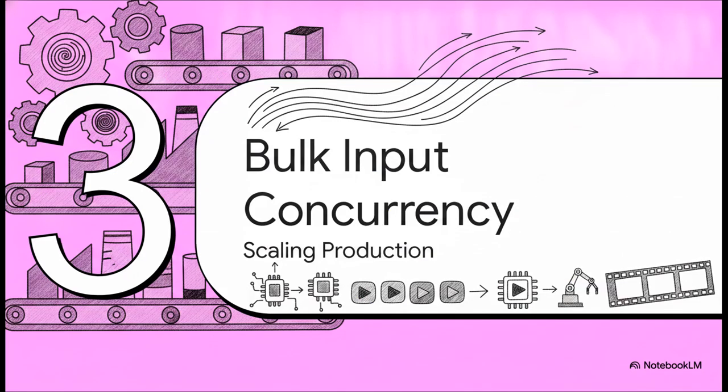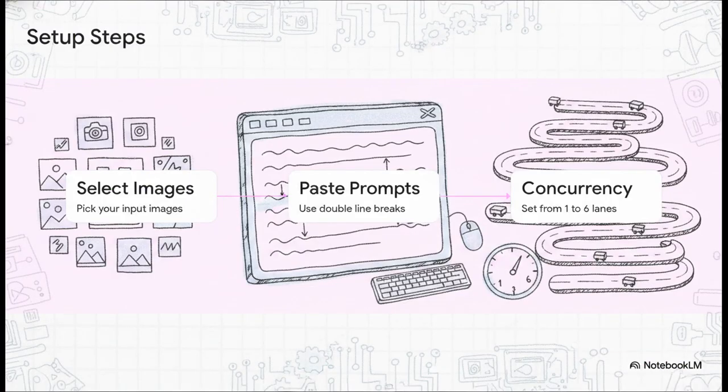Moving right along to section 3, bulk input and concurrency. Let's walk through the actual factory floor here. Step 1, pick your images. Step 2, paste in your prompts. Now, listen closely to this part. You absolutely must use double line breaks after every single prompt you paste. That's the secret sauce that tells the system exactly how to separate and queue up the tasks.